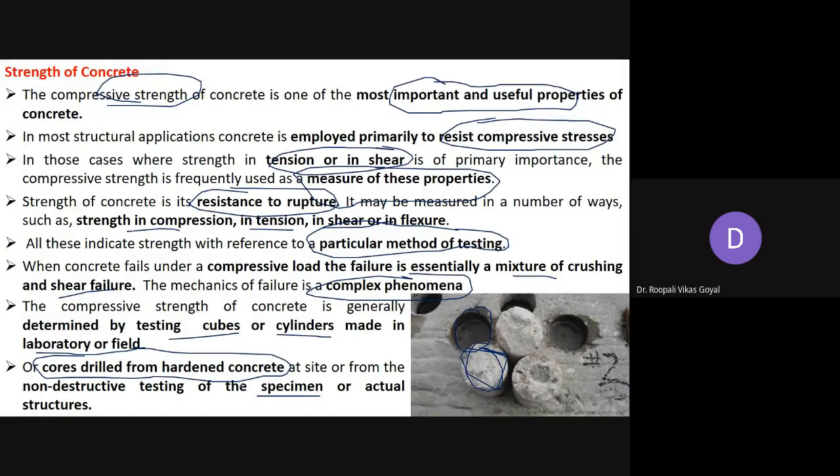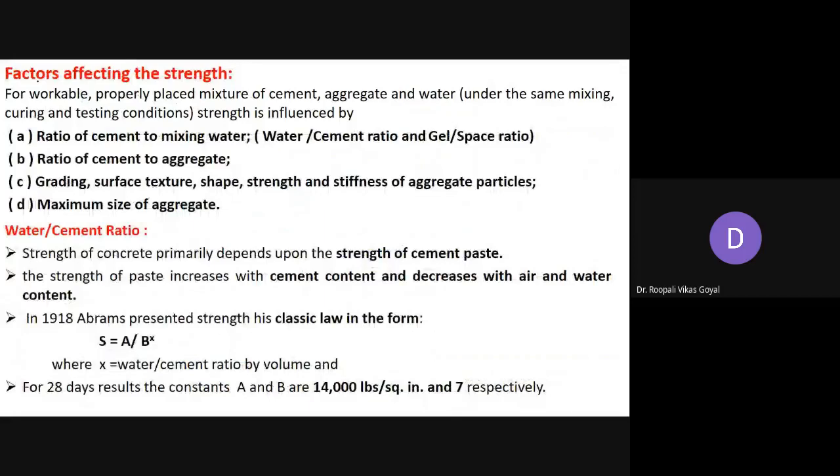Now these are the factors that will affect the strength of concrete. For a workable, properly placed mixture of cement, aggregate, and water under the same mixing, curing, and testing conditions, strength is influenced by the following major factors. You should know which are the major factors affecting the strength of concrete. A very important one is the ratio of cement to mixing water. In general terms we call it the water cement ratio. How much water has been added in proportion to cement is very important, because this will affect strength very much.